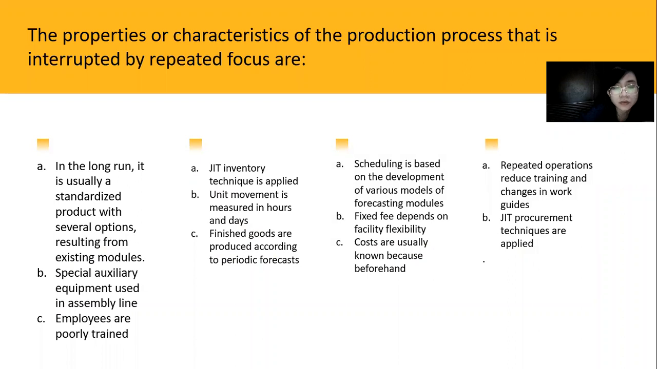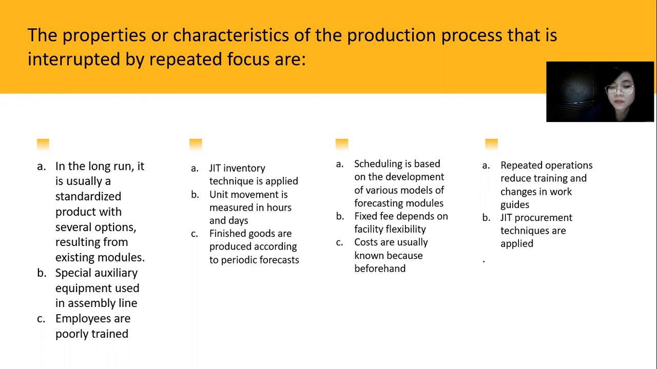The properties or characteristics of the production process that is interrupted by repeated focus are, in the long run, usually a standardized product with several options resulting from existing modules, special auxiliary equipment used at assembly line. Employees are fully trained. JIT inventory technique is applied. Unit movement is measured in hours and days.